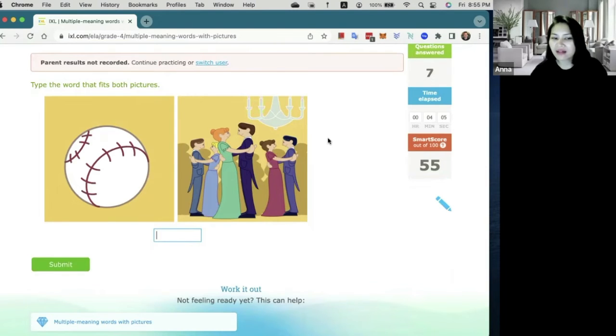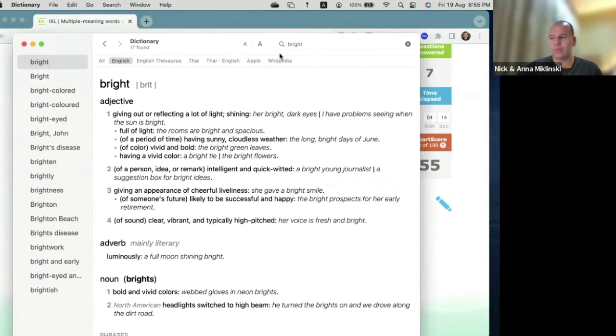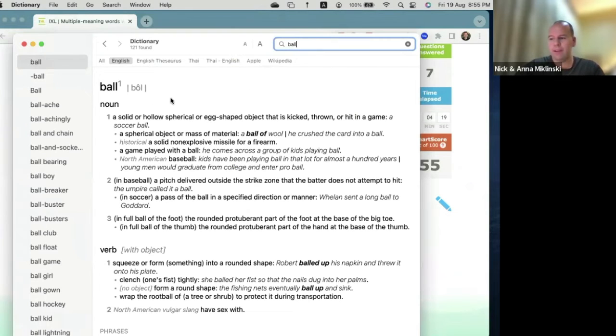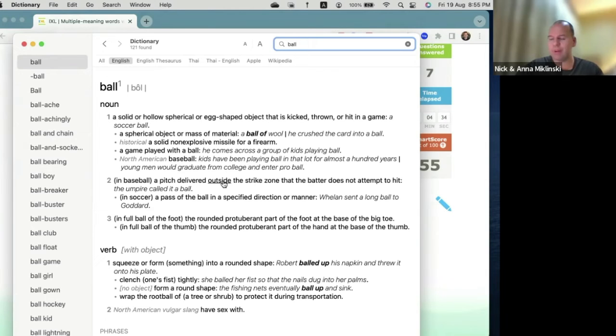Oh yeah, ball. Now, before we go on, let's take a look again at the dictionary. Let's see if that would make sense. So we write last time. Let's go to ball. Looks like we have, so this is the ball that you hit in a game, number one. Number two, it's actually in baseball. It's the type of pitch that you throw.